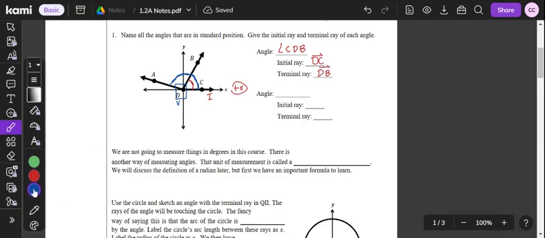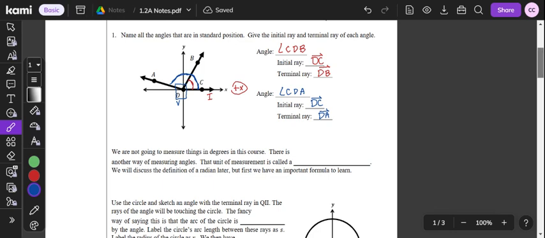Very good. The other angle in this picture is angle, once again, you can name this CDA or you can name it ADC. It doesn't matter. I'm going to name it CDA. The initial ray, that's the one that starts on this line. So the initial ray is still DC. And the terminal ray, that's where we end, that is ray DA. All right, so there's just a quick review on how you name and label angles and rays.